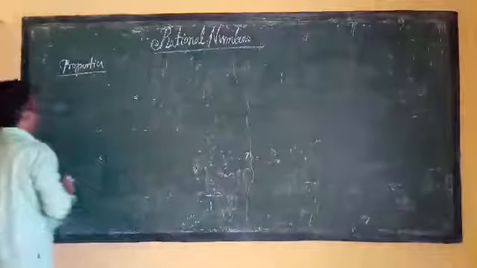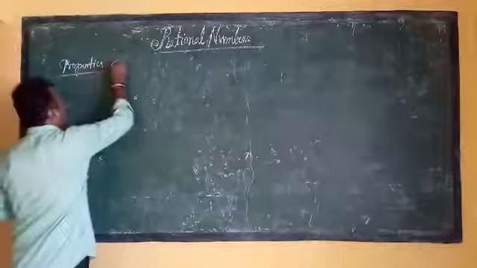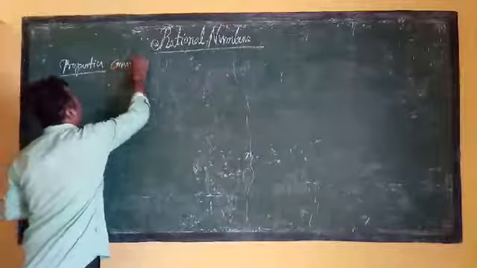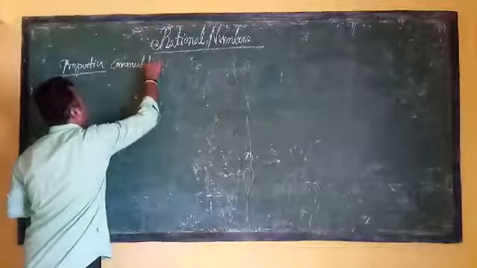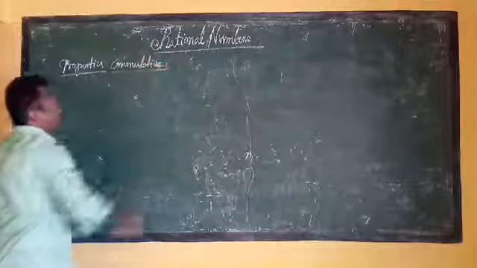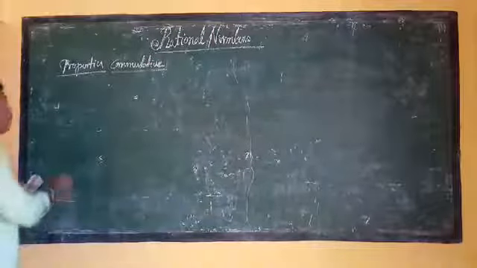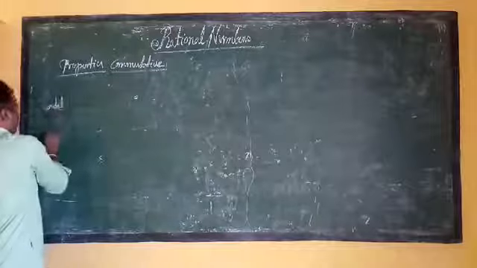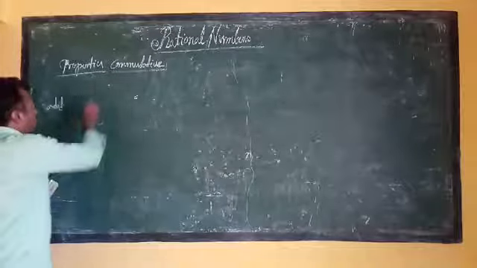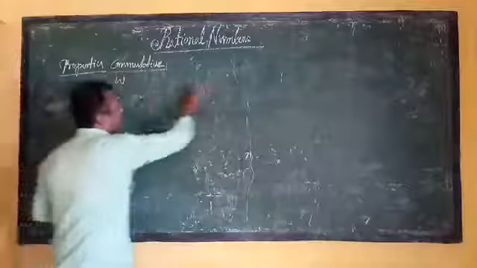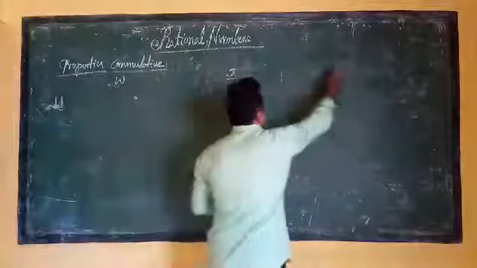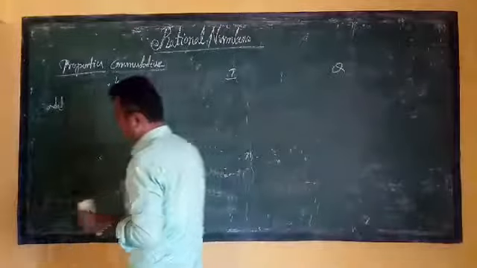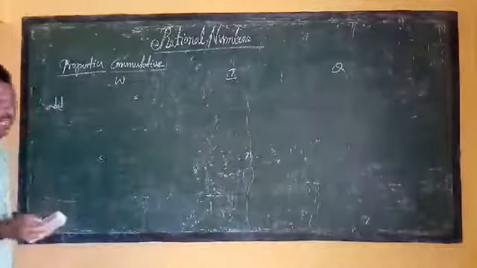Yes. Secondly, commutative property. See students, what do we mean by commutative property? Again, over addition, subtraction, multiplication and division. First of all, I will show the whole numbers, then integers, and then rational numbers. See students, what do you mean by commutative?